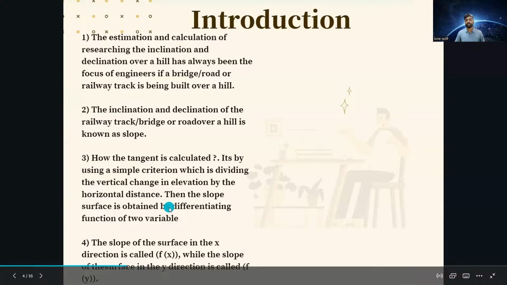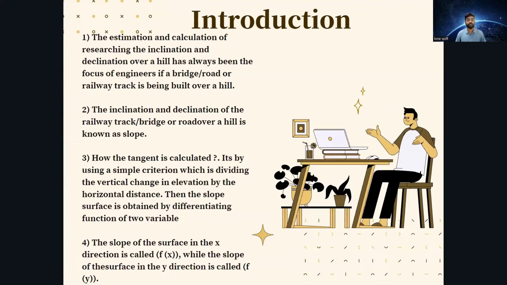And before we get into the deeper part of paraboloid structure over a slope of surface, we have to get the main idea or the concept of slope. So let's take a look at the introduction. The estimation and calculation of researching the inclination and declination over a hill has always been the focus of engineers if a bridge or road or a railway track is being built over a hill. The inclination and declination of the railway track or bridge or road over a hill is known as a slope. So that inclination and declination is known as a slope.